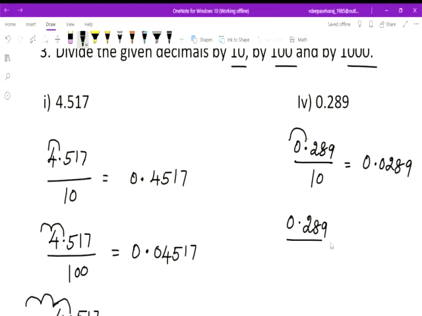Next, 0.289 divided by 100. How many places will it move, children? 2 places. So 1, 2. So here what do we have to do, children? We have to put 0. So 0.00289. Okay, children.